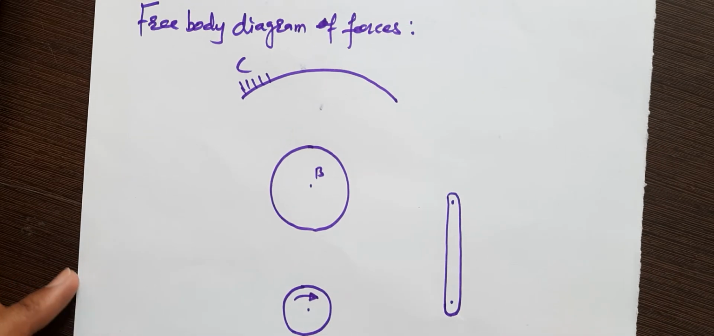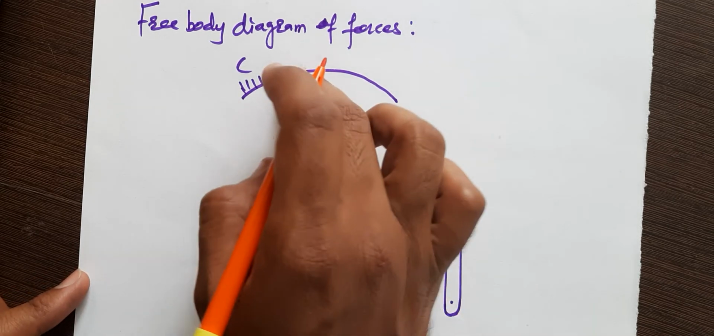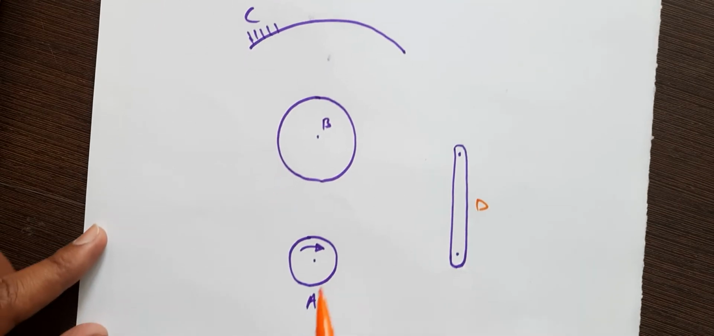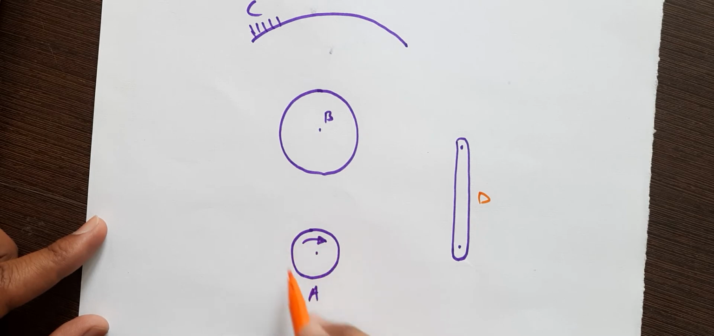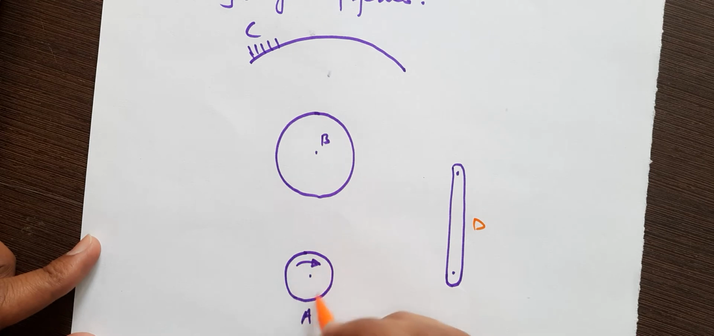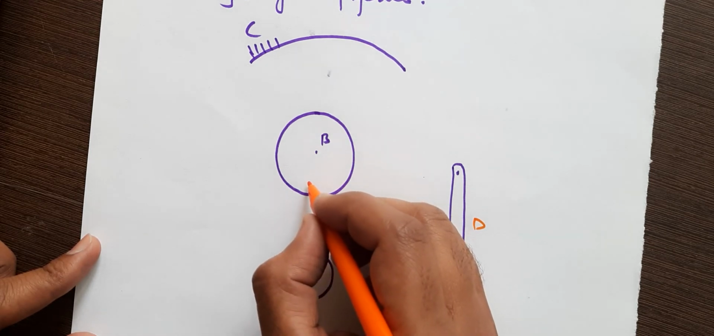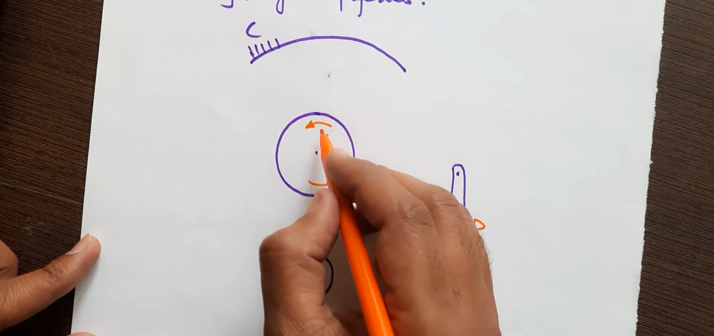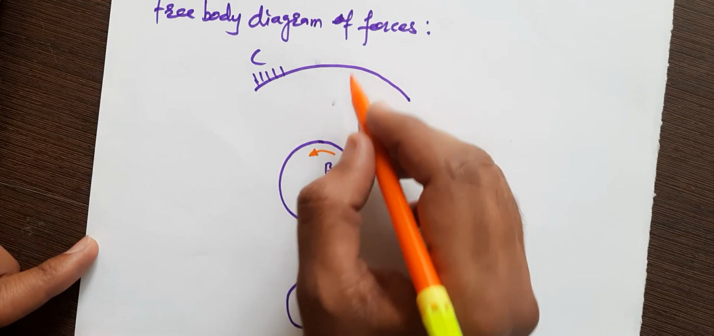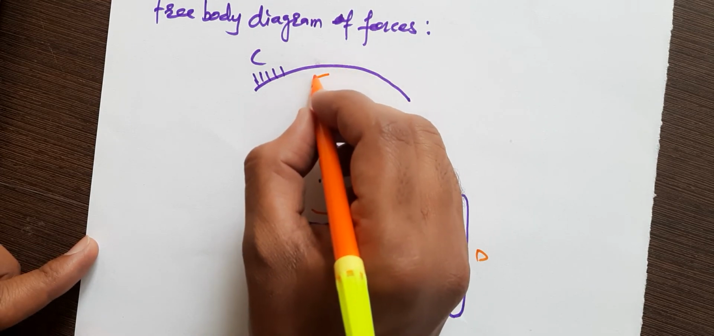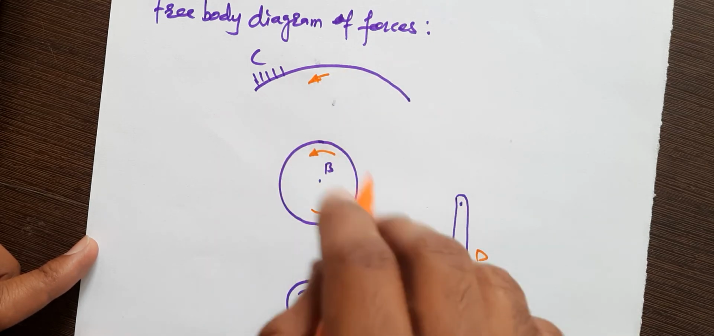Now we'll go for the free body diagram of the forces acting on gears A, B, C and arm D. It is given that gear A is rotating in clockwise direction. So first we will find the direction of rotation. As gear A is rotating clockwise, gear B will rotate anti-clockwise. As gear B is rotating anti-clockwise and gear C is an internal gear, gear C will also rotate anti-clockwise, like this.